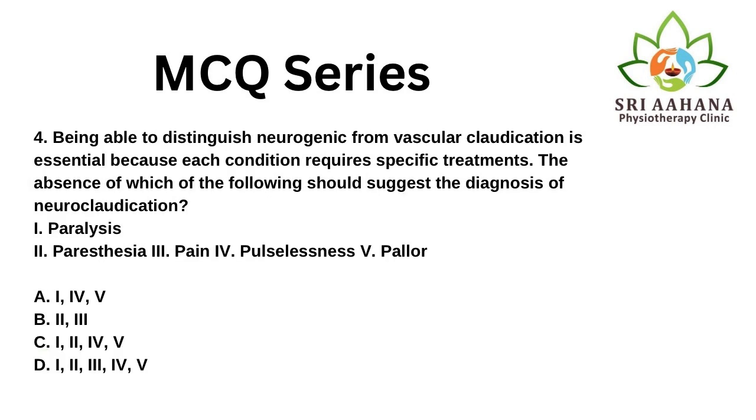Being able to distinguish neurogenic from vascular claudication is essential because each condition requires specific treatments. The absence of which of the following should suggest the diagnosis of neurogenic claudication? 1. Paralysis. 2. Paresthesia. 3. Pain. 4. Pulselessness. 5. Pallor.